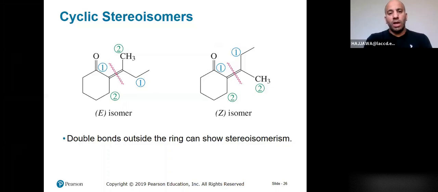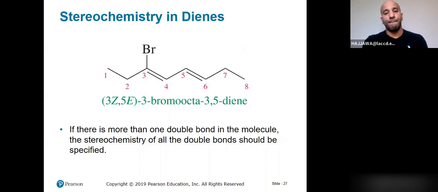So here, as you could see, across the alkene, carbon number 1, which is a carbonyl, is going to get higher priority than the CH2, and the ethyl would be higher priority than the methyl. So across the alkene, they are opposite. Therefore, it's an E isomer. The Z isomer would basically have the two bigger groups on the same side.